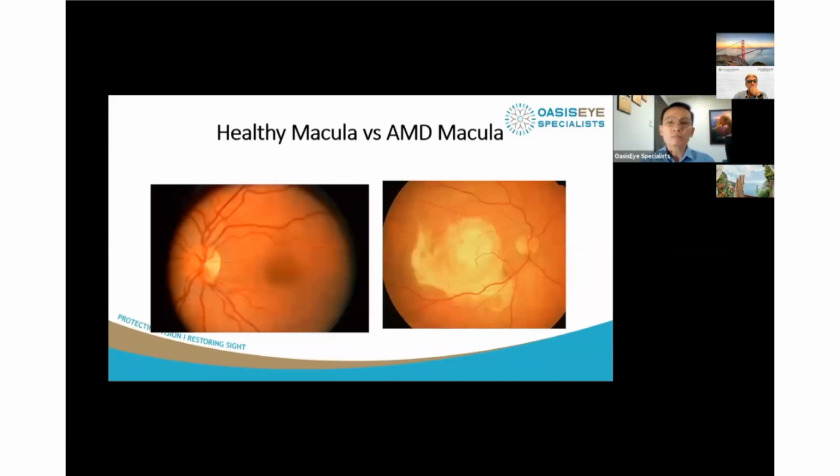I purposely bring up this photo to highlight the difference between a healthy macula versus a macula with AMD. As you can see in this diagram, on the left-hand side, this is a healthy retina. You can see the optic nerve, the blood vessels, and the macular region. There are no abnormalities. As opposed to this picture over the right, you can see that at the macular area, you have all these fibrovascular scars due to AMD.